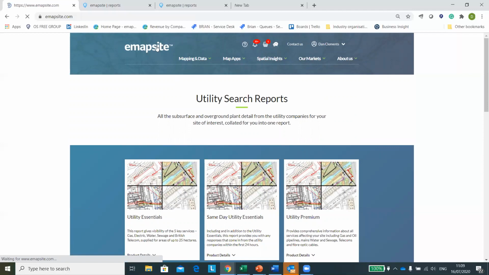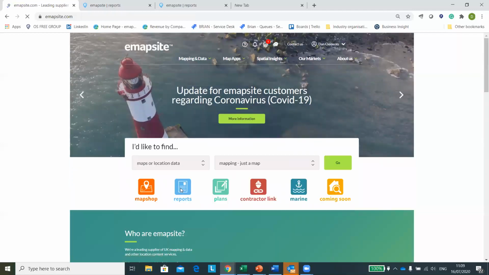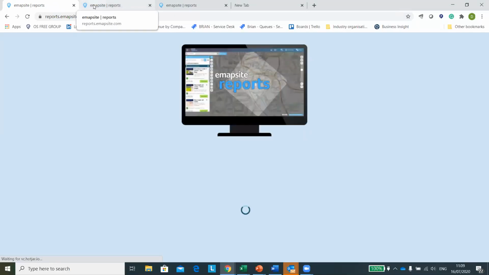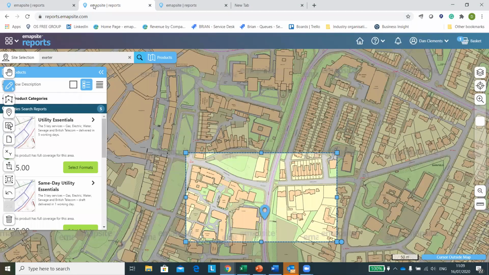If you go into the homepage again, and into the report section of Emapsite, this will appear, and you can type in your location, which I've already pre-searched to save us a bit of time. Dropping in your location, you draw in a box, and you get this area up. So obviously this can be done across the country.